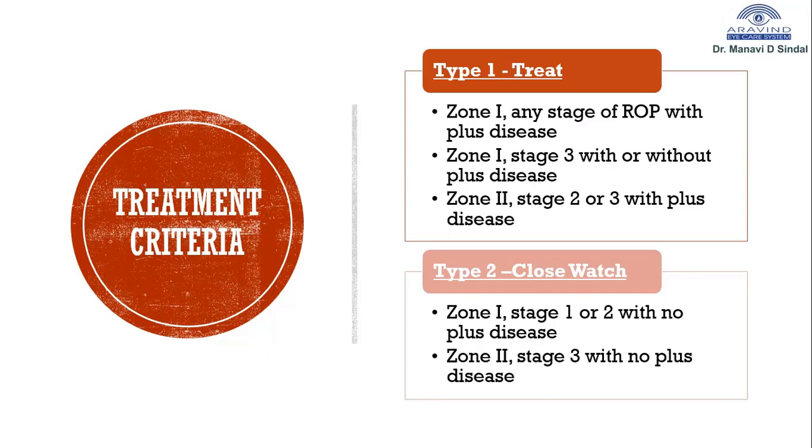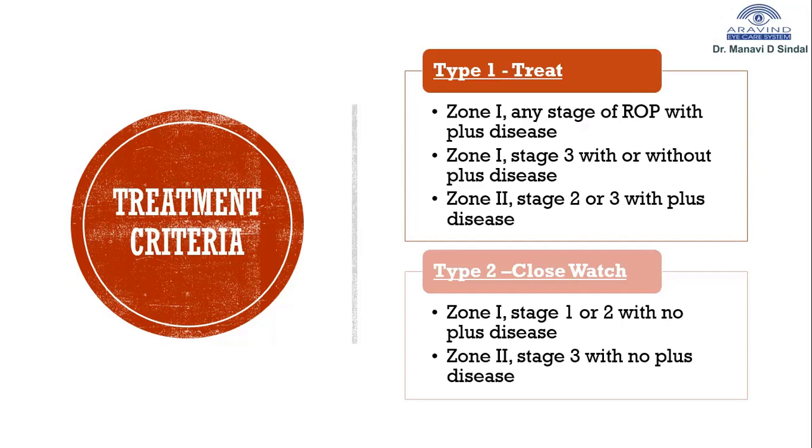So how do you treat? Type 1 we treat, that is zone 1, any stage of ROP with plus, zone 1 stage 3 without plus, and zone 2 stage 2 or 3 with plus. So the presence of plus disease is a very important criterion when you want to treat. And the opposite of this, that is zone 1 stage 1 or 2 without plus, and zone 2 stage 3 without plus, we will observe.